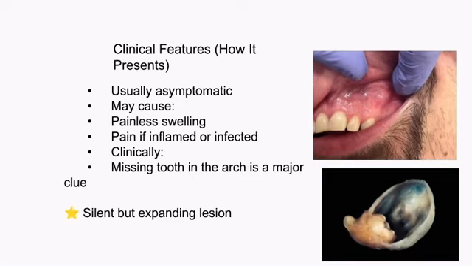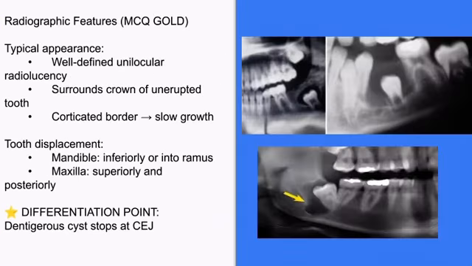So clinically, dentigerous cysts are often asymptomatic, meaning the patient might not even notice them. But if they grow large or get inflamed, they can cause swelling or mild pain, and the arch may appear to be missing a tooth. This is an exam favorite. Always check if a tooth seems absent.